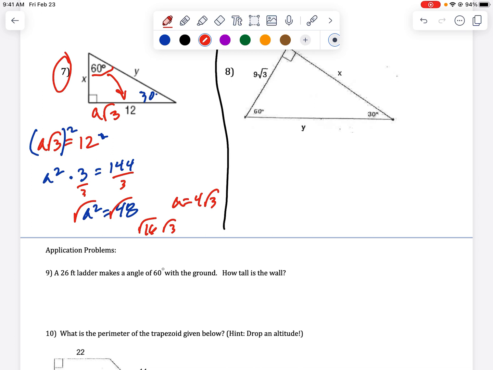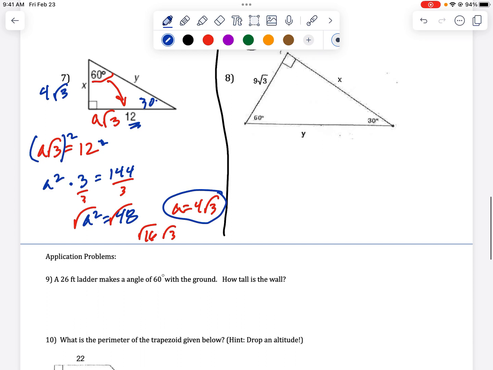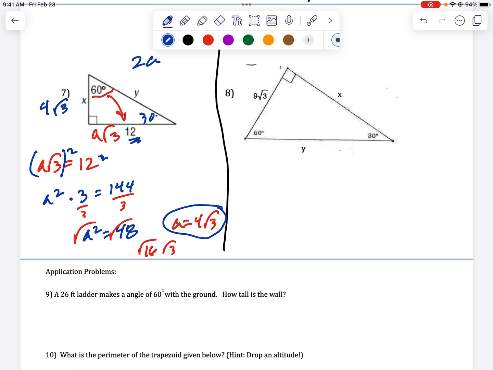Now, there is a pattern. What I mean is, all right, how am I going to get 4 root 3 from the 12? Well, since it's a root 3, I just divide the 12 by 3 to get the 4, and then slap a root 3 on it. Okay. How do I do 2a? Well, it's 2 times 4 root 3, which is just 8 root 3. Remember, you cannot multiply inside the radical.